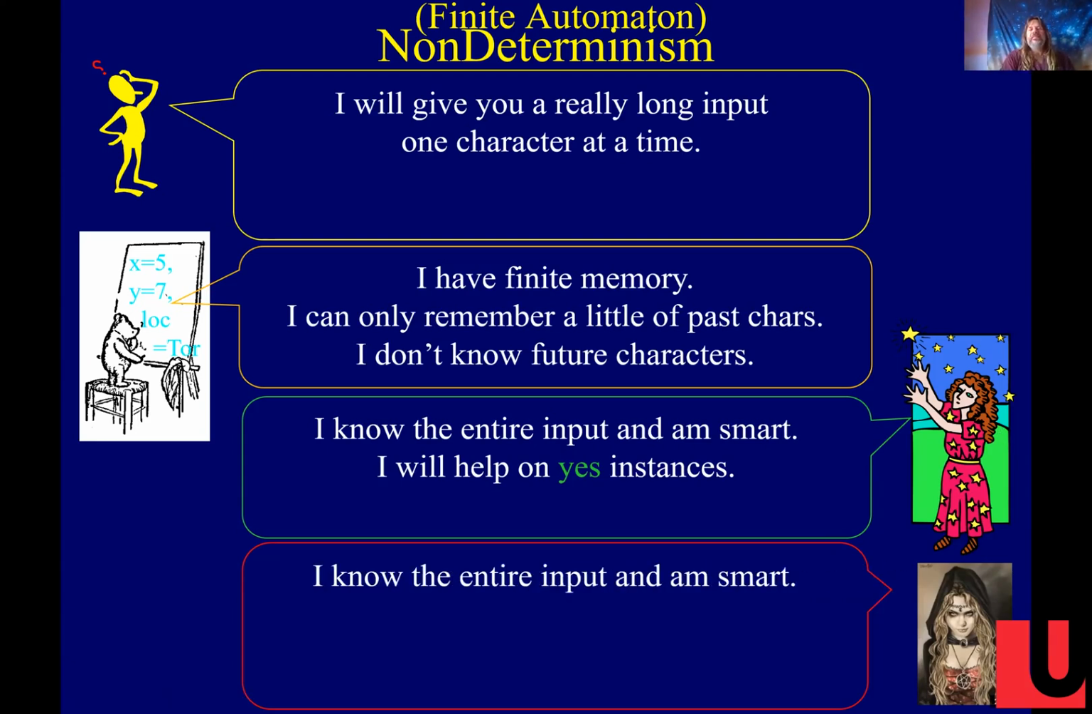And now the evil sister, well, she also knows the entire input, and she's also smart. And she's going to try to fool you on no instances. So both of these guys are going to try to convince you that the answer is yes, and you have to distinguish which sister is trying to convince you it's a yes. Because you have to say yes in this case, and you have to say no in this case. And remember, it's because there's some witness that the fairy godmother is able to give you.